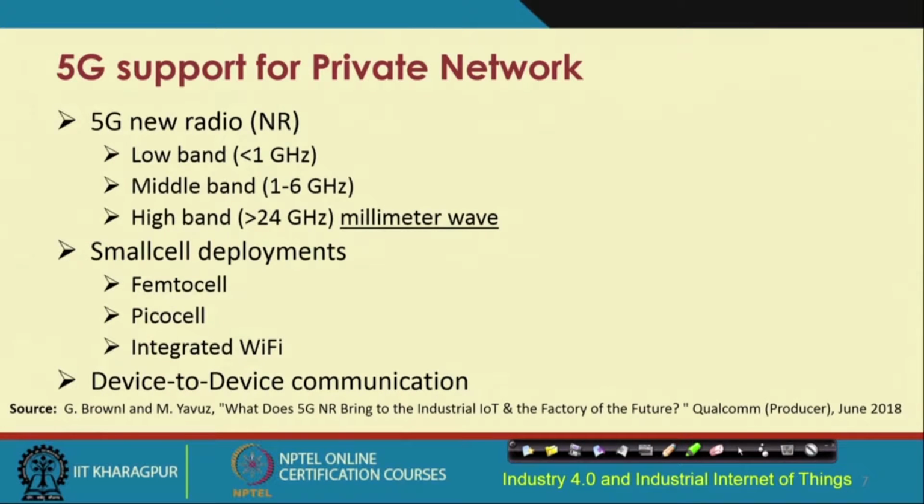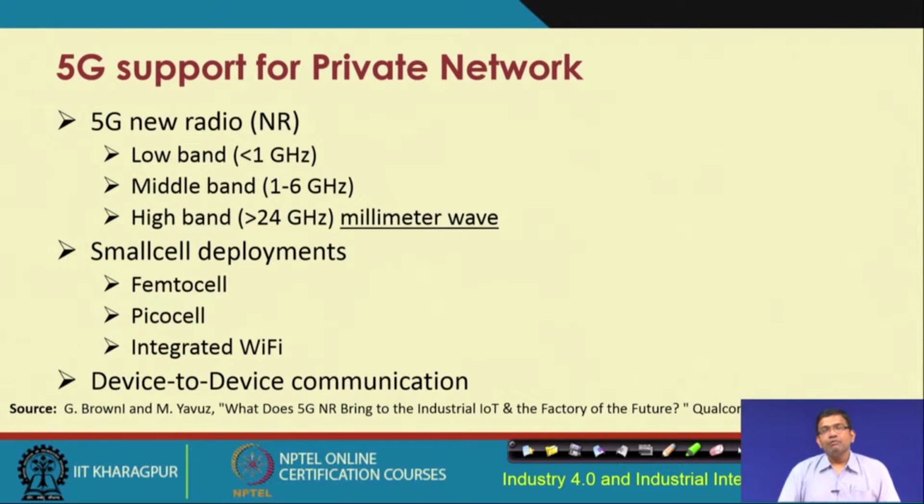So, there is this 5G NR, 5G new radio, which has different band specifications. This high band, which is basically more than this 24 gigahertz band, supports millimeter wave communication. Then we have this for small scale private network communication, small cell deployments are also there in the form of femtocells, picocells, integrated Wi-Fi and so on, plus this device to device communication.